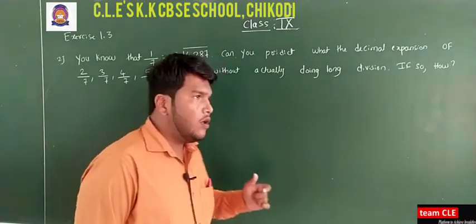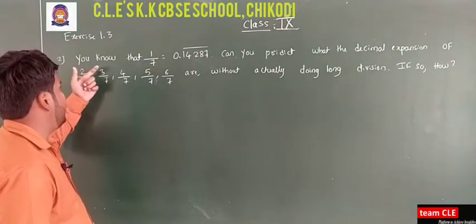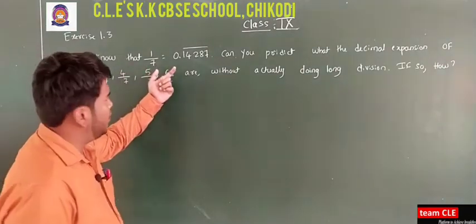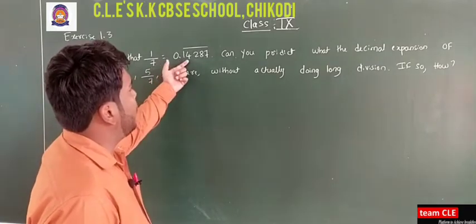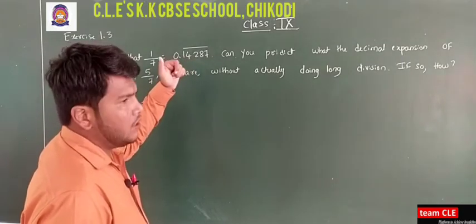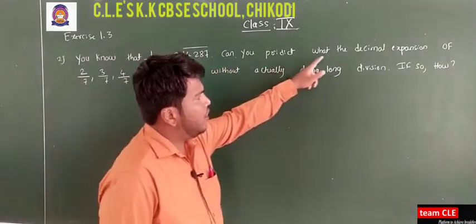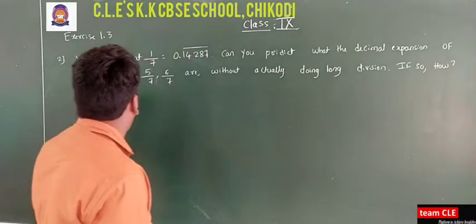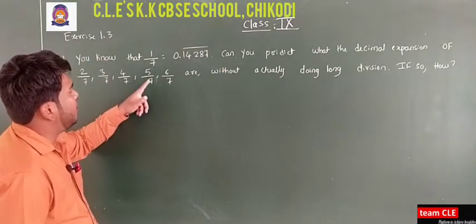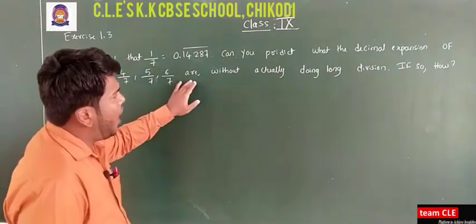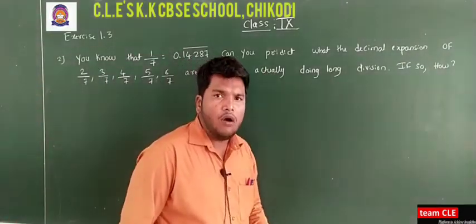So dear students, see the second question of exercise 1.3. You know that 1 by 7 is given as 0.142857 with a bar, where the bar means this is the repeating part. Can you predict the decimal expansion of 2 by 7, 3 by 7, 4 by 7, 5 by 7 and 6 by 7 without actually doing long division?